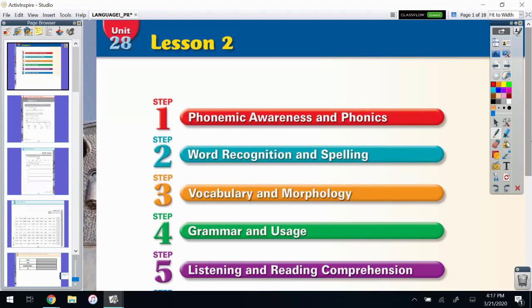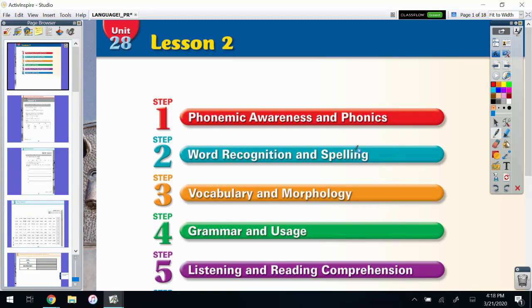Today we're going to do Unit 28, Lesson 2 in the language program. We're going to start with phonemic awareness and phonics. Today we're going to learn a new pronunciation for the letter combinations DU and TU. Remember, U is often pronounced as in dust and tusk. However, there are other pronunciations for the letter U. When U follows D or T, it may be pronounced "ju" or like a schwa sound.